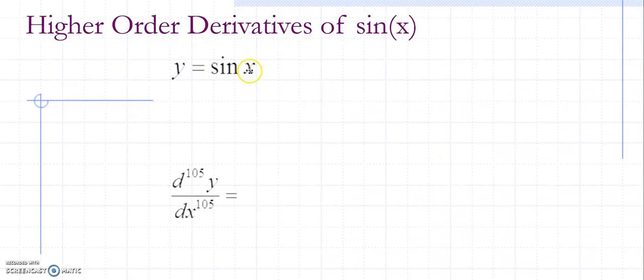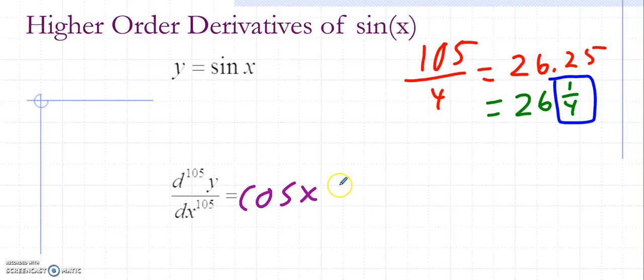So if I have y equals sine of x, I want you to find the 105th derivative of that function. Please don't find the first 104 derivatives, but I want you to try to find the 105th. Pause the video, unpause when you're ready to check. Okay, so we should end up with cosine of x.